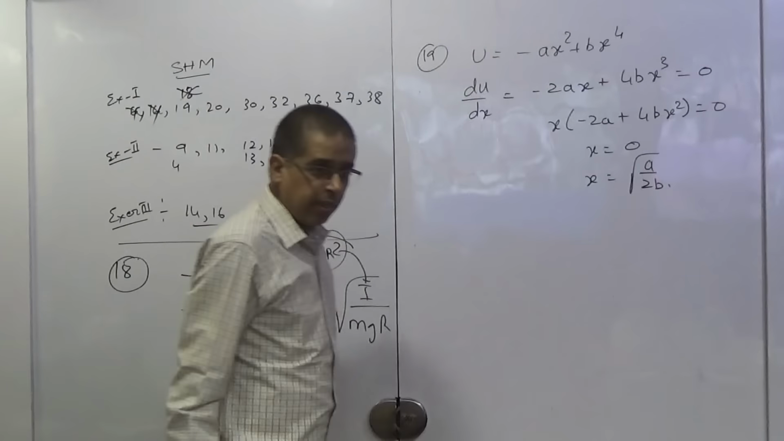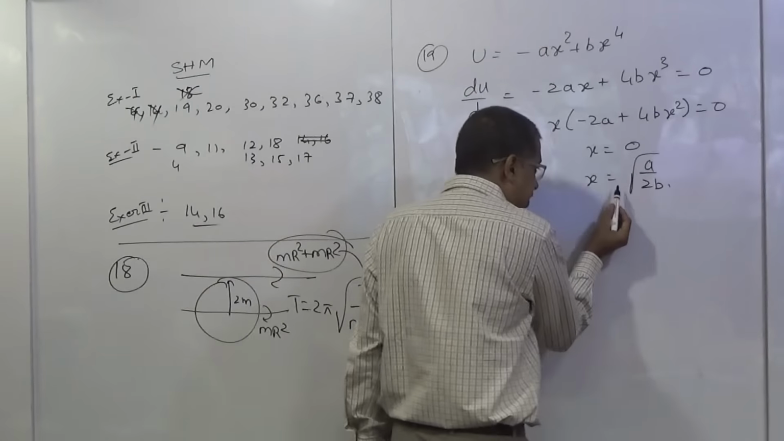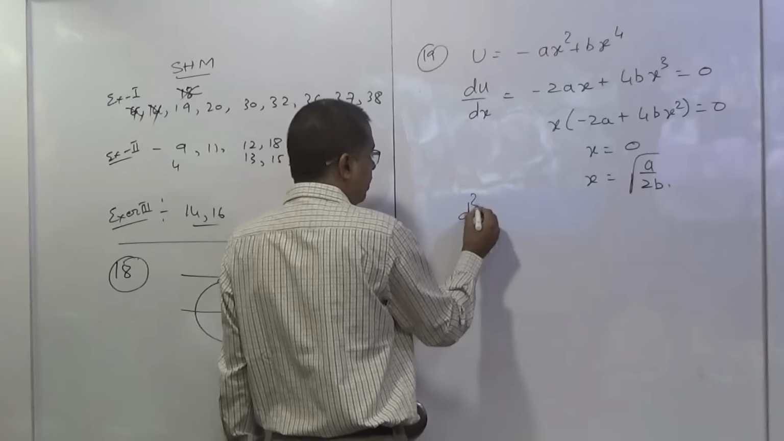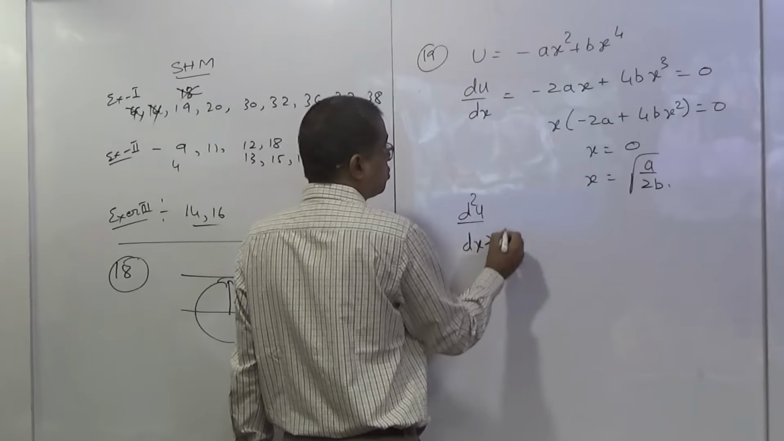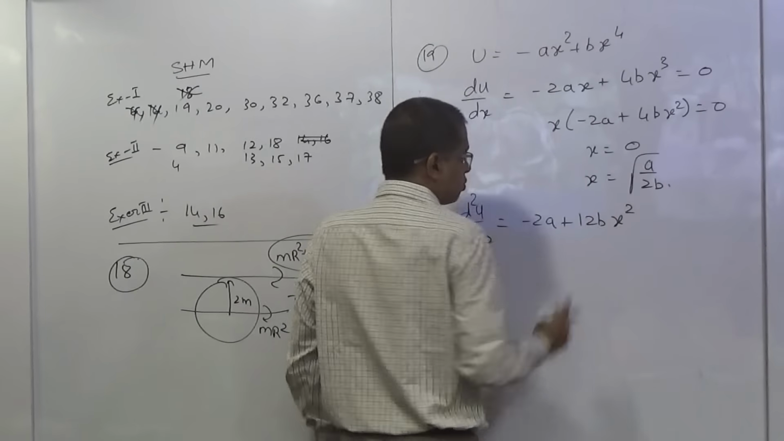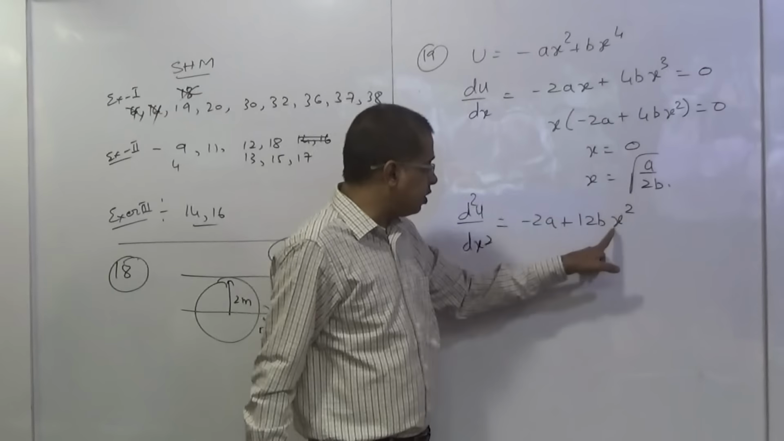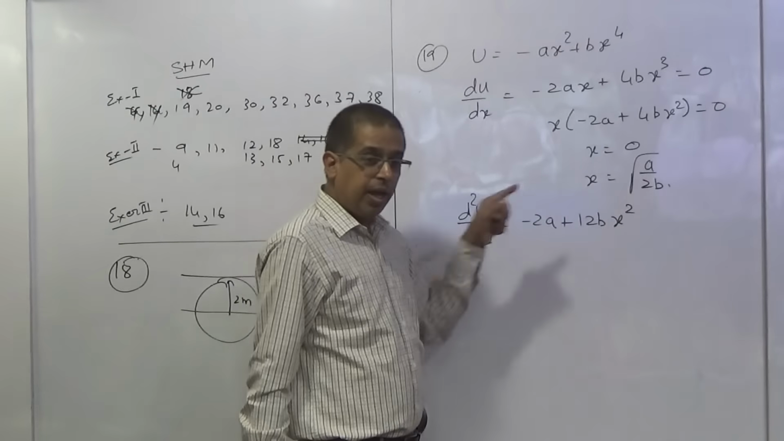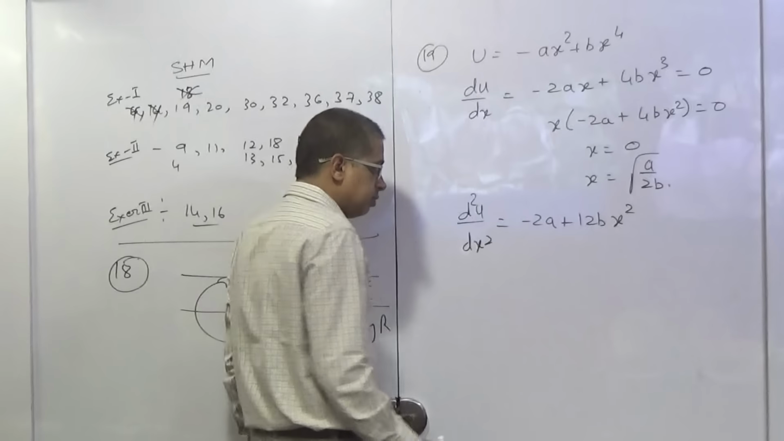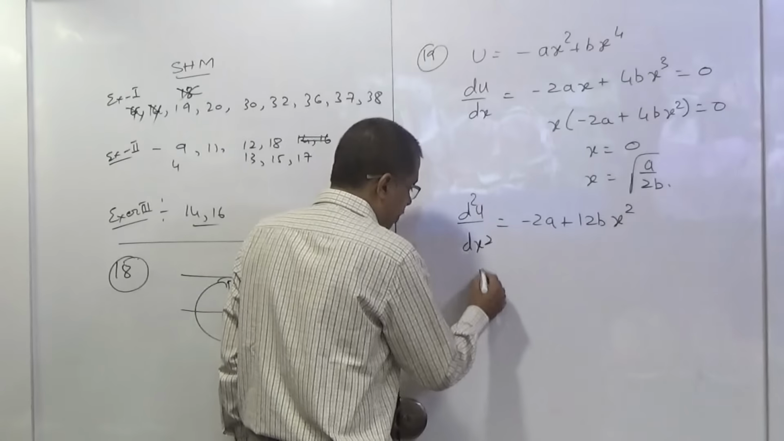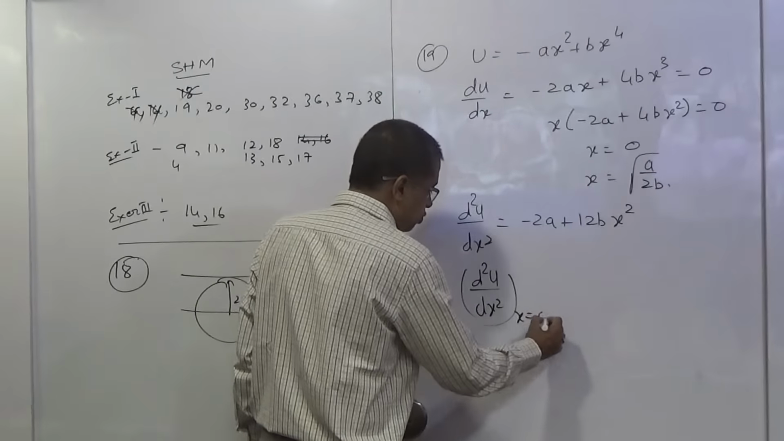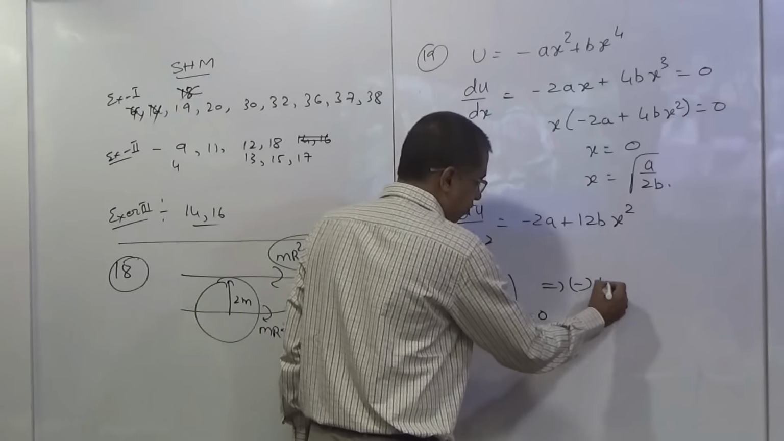Am I right? Now, one will be a maxima, one will be a minima. How do I verify that? d2U by dx square is minus 2a plus 12bx square. Please substitute x equal to 0 here. Am I getting positive or negative? Negative. Then d2U by dx square at x equal to 0, I am getting a negative quantity.